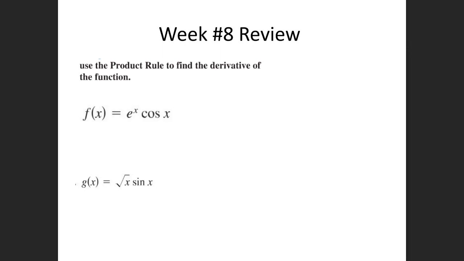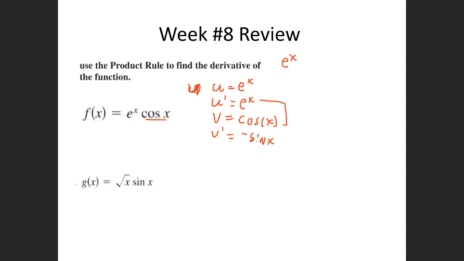So I always use this method where I say u is equal to e to the x, u prime, the derivative of e to the x, is e to the x. And then v would be my second function, so that's cosine of x, and the derivative of cosine of x is negative sine of x. So then it's just inside. So my derivative would be e to the x cosine of x plus outside, which is going to be negative sine of x e to the x.